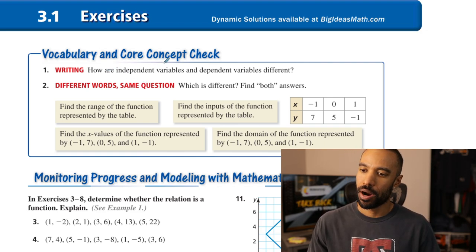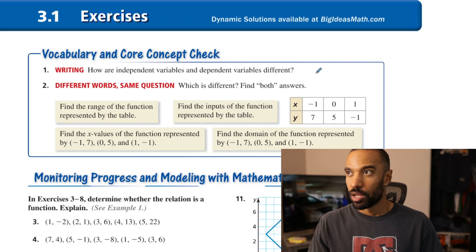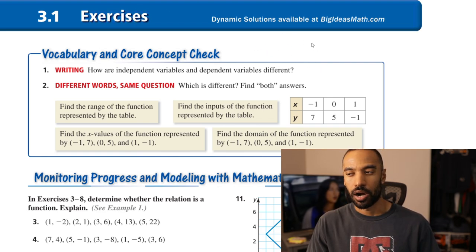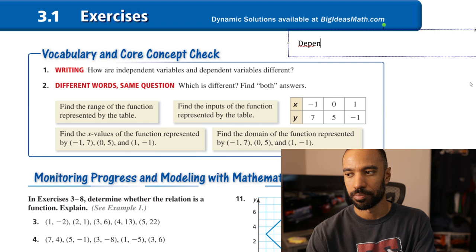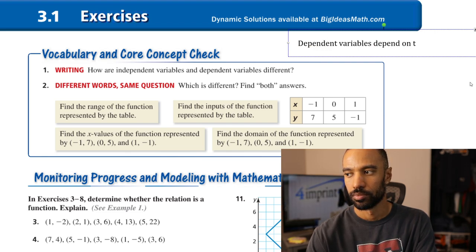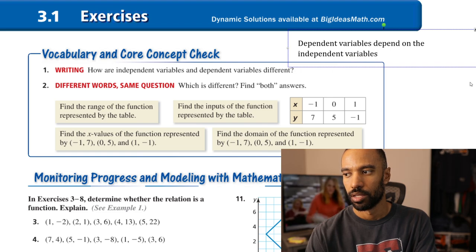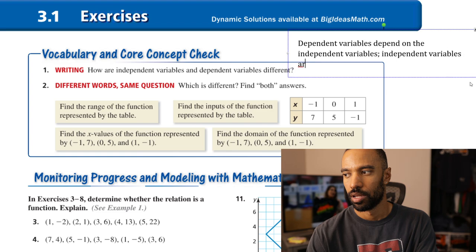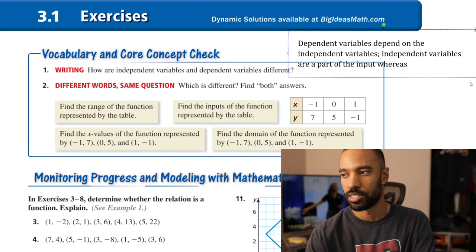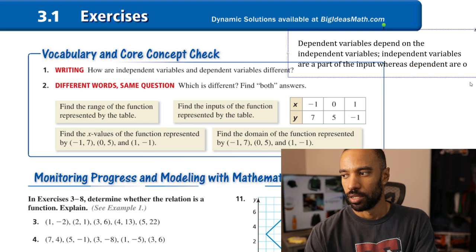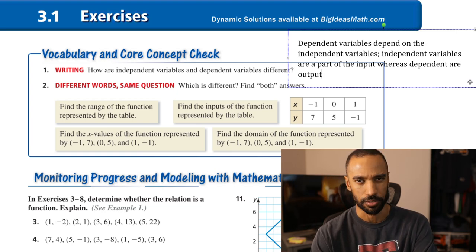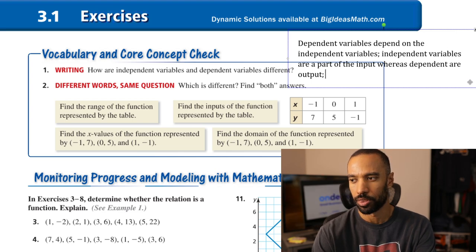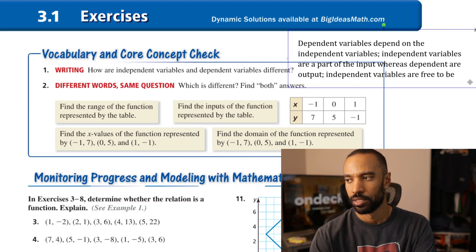Number one, writing: how are independent variables and dependent variables different? Independent variables are any part of the domain. Well, dependent variables depend on the independent variables. For one thing, independent variables are a part of the input, whereas dependent are output. Now, I don't know if they said this perfectly. They said something like you can choose whatever you want for independent. Sort of. You won't always get an output though. Independent variables are free to be any input value.